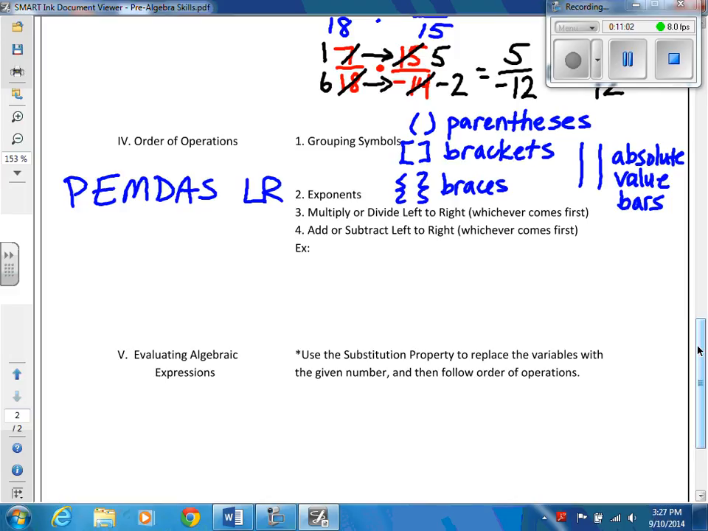Then you can go to exponents. Multiplying, dividing is from left to right. Adding and subtracting is also from left to right. Right, so the example that I have will demonstrate some of these, but not all of them.